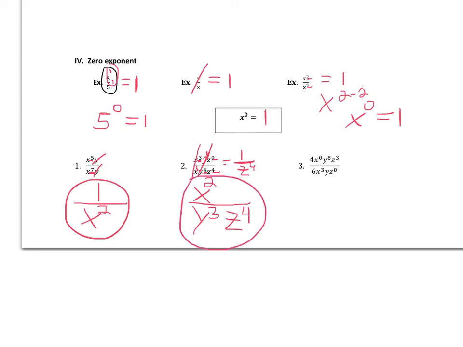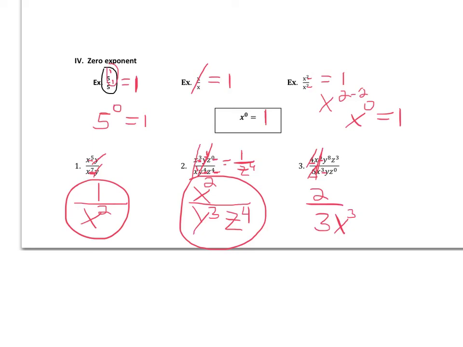Okay, if I look at 3, now I throw numbers in here. Always take care of the coefficients first. 4 over 6 reduces to 2/3. So I'm done with that. If I look at the x's, again, this x to the 0 really doesn't mean anything. If I do 3 minus 0, I still get x cubed in the bottom. So I'm done with the x's.